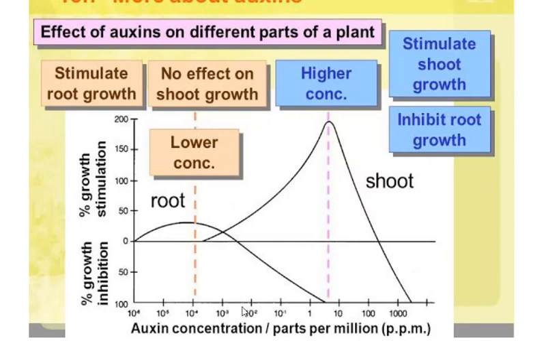Then at the concentration of 10⁻², it already goes down below 0. That means it is inhibition. And at a concentration of about 5 ppm, because here is 1, here is 10, about 5 ppm, it inhibits the growth of root completely. So from a concentration of about 5 and higher, root growth is not stimulated, it is inhibited entirely by auxins.